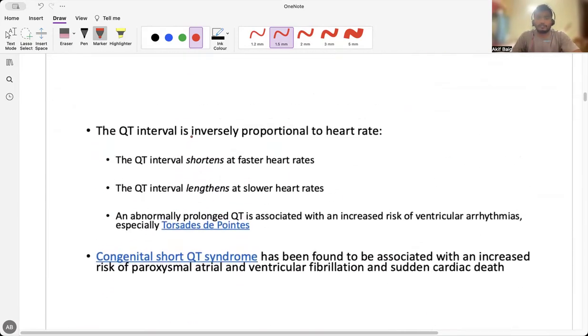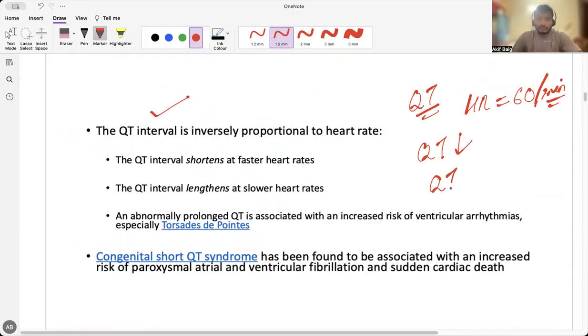The QT interval is inversely proportional to heart rate. So basically it depends on the heart rate. For an ideal QT interval, the heart rate should be equal to 60 beats per minute. Because when there is tachycardia, the QT interval will decrease, and when there is bradycardia, the QT interval will increase. So you cannot just use any ECG to directly calculate QT. It has to be equalized to a heart rate of 60.